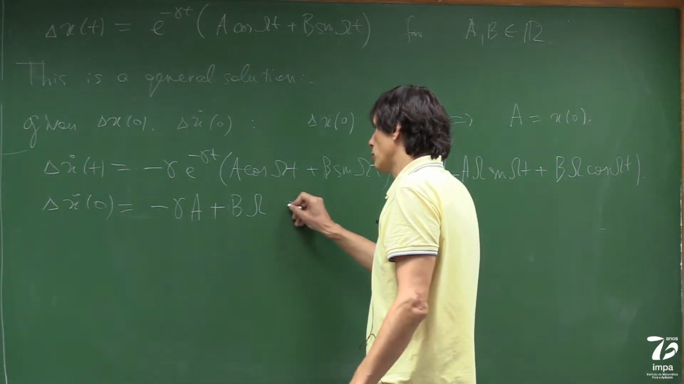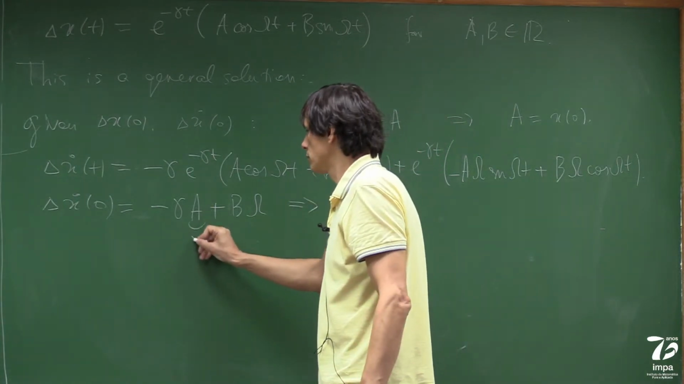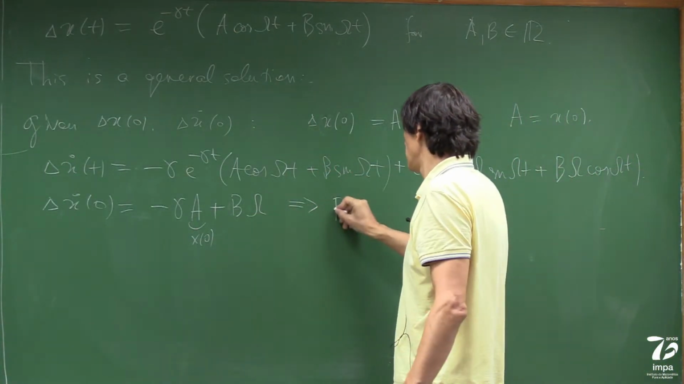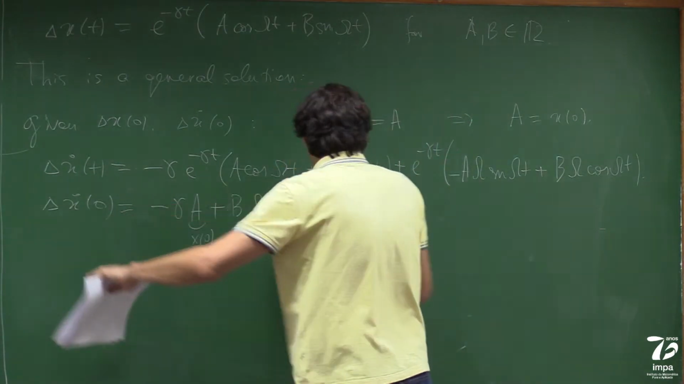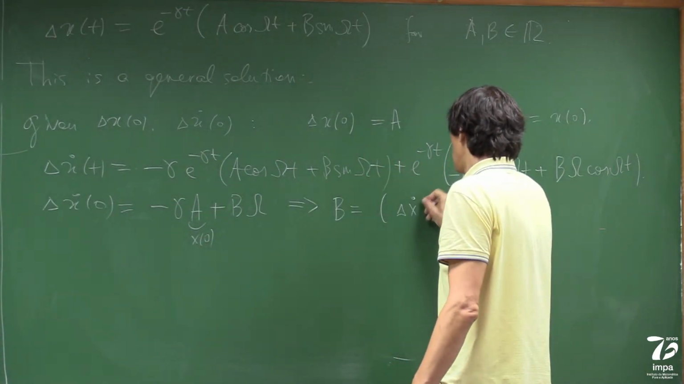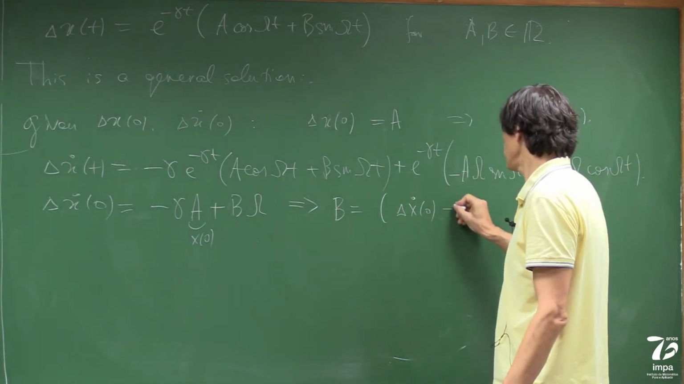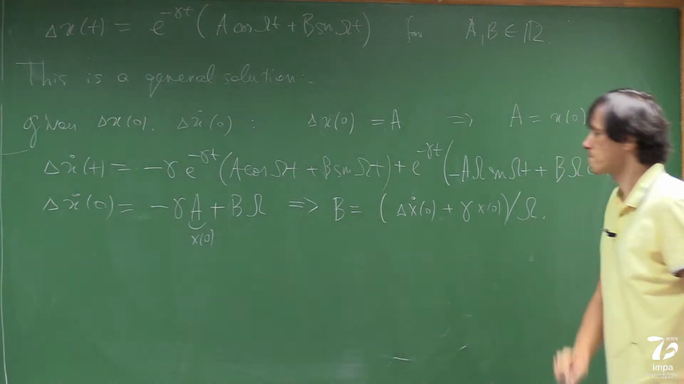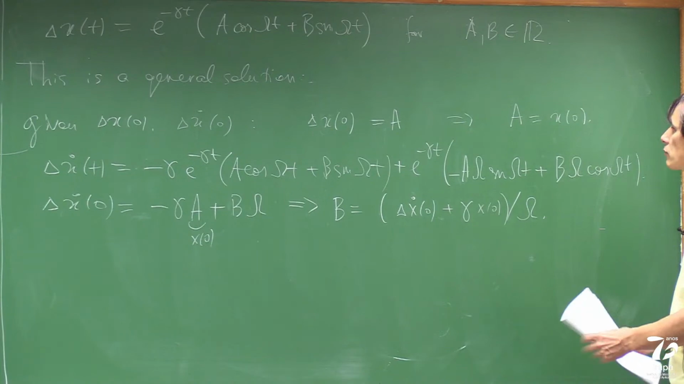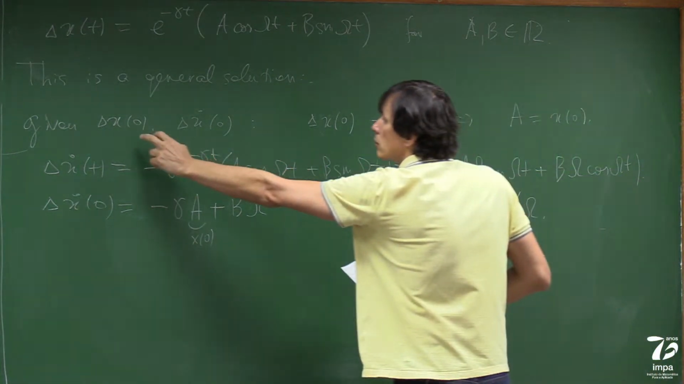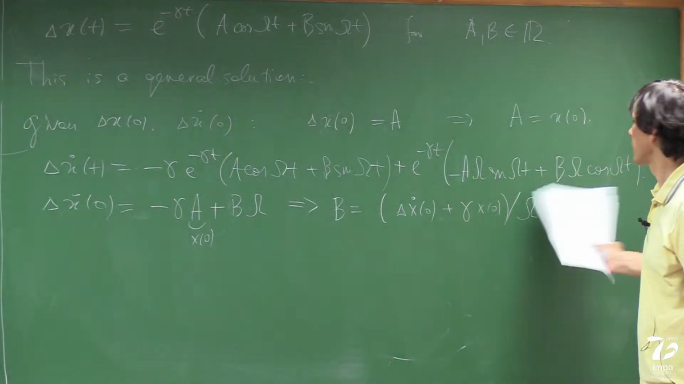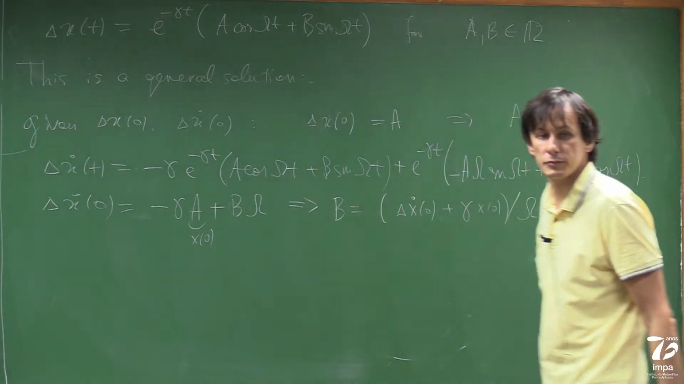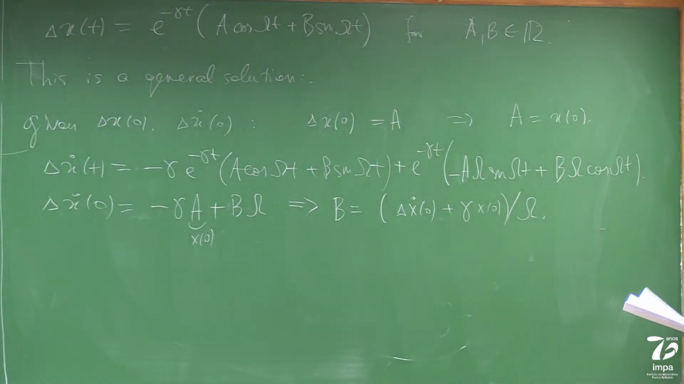And here now we find B. So now remember this is x0 dot. So we find B equal to what is on the left, divided by omega. So we really see that whenever you give an initial condition, initial position and speed, you uniquely define A and B. And with this A and B, you have a solution at all other times. So it is really the general solution.